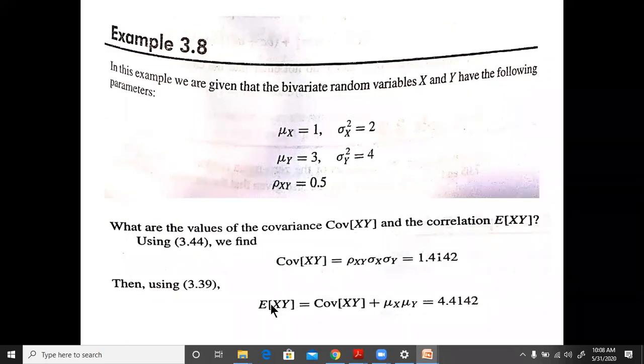Also, the correlation E of xy will be equal to the covariance plus mu x mu y. So the covariance value we have found out over here is 1.4142, and this quantity is nothing but 1 into 3. 1 into 3 will be 3. 3 plus 1.4142 will give us 4.4142.